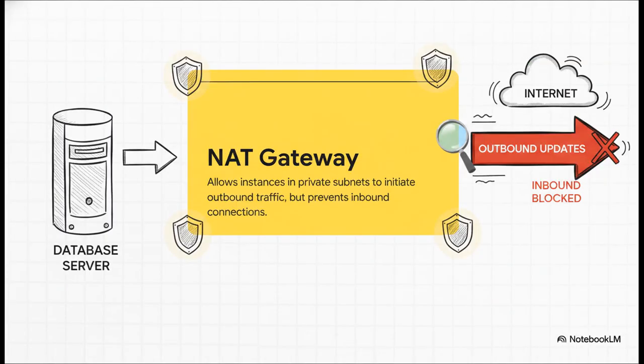But what about our secure back office? I mean, our database server might need to go out to the internet to download software updates, right? It needs a way to get out. That's where the NAT gateway comes in. It is a brilliant, secure, one-way door. Our private servers can talk out to the internet, but the internet cannot come knocking on their door. This is an absolute must-have for any secure architecture.